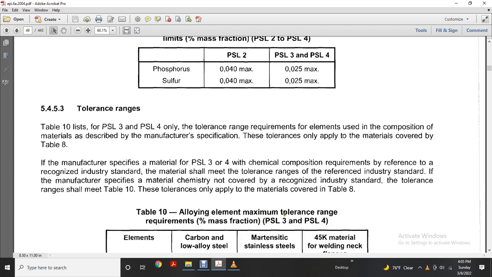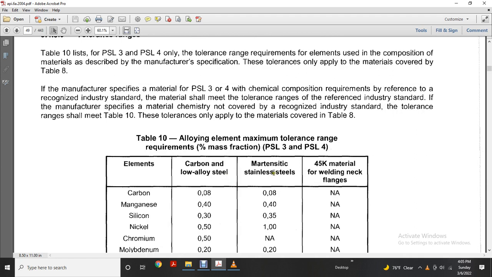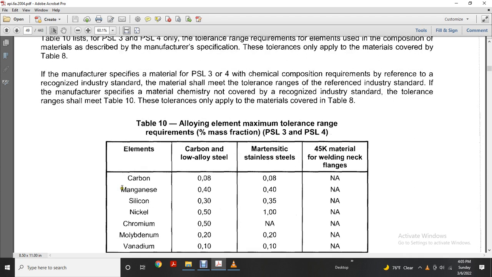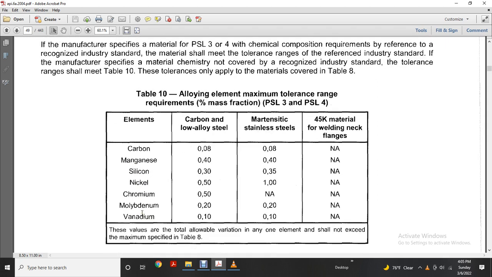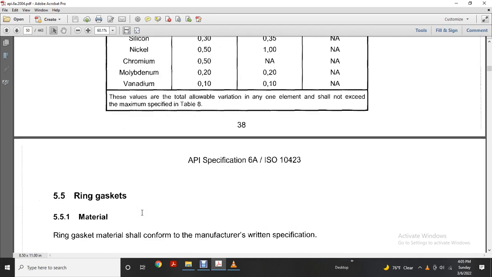Table 10, alloying elements maximum tolerance range requirements in percentage of mass fraction, products for level 3 and 4. Elements: carbon, alloy steel, martensitic steel, 45K material, welding neck flanges, carbon steel, carbon, manganese, silicon, nickel, chromium, molybdenum, and vanadium.